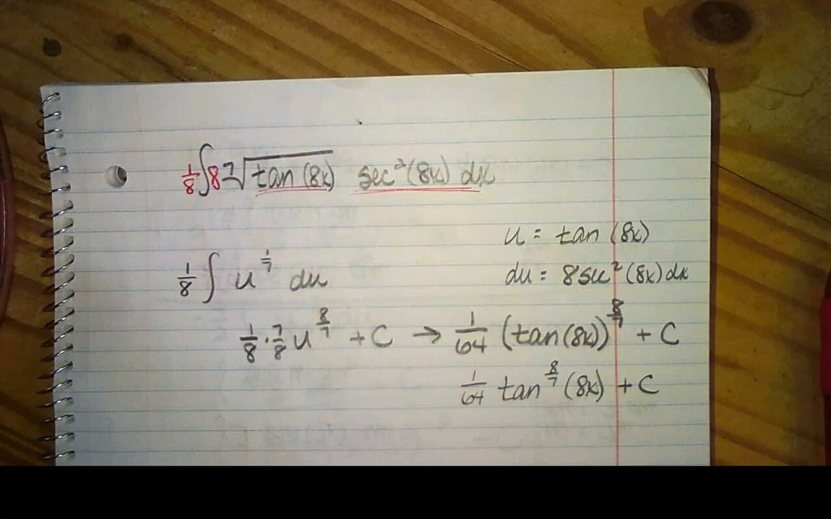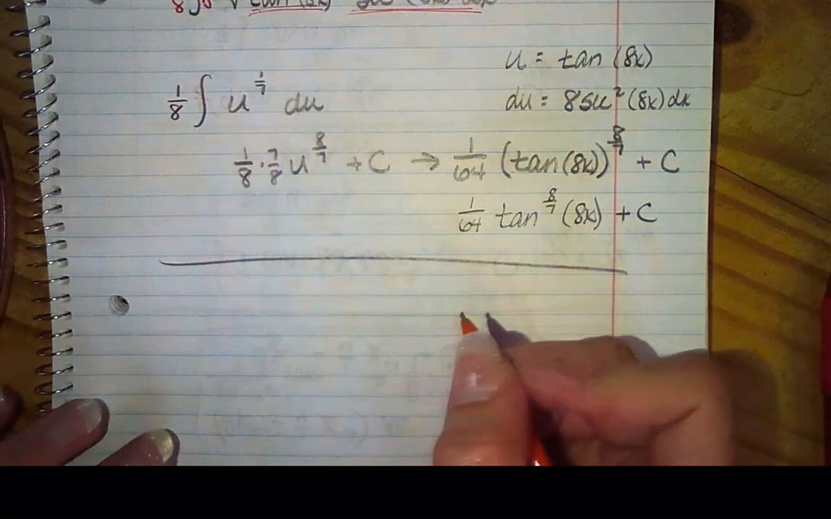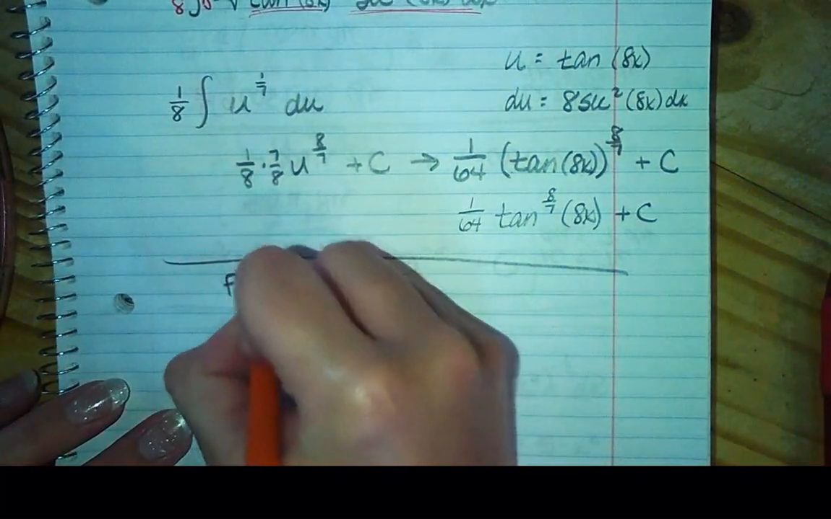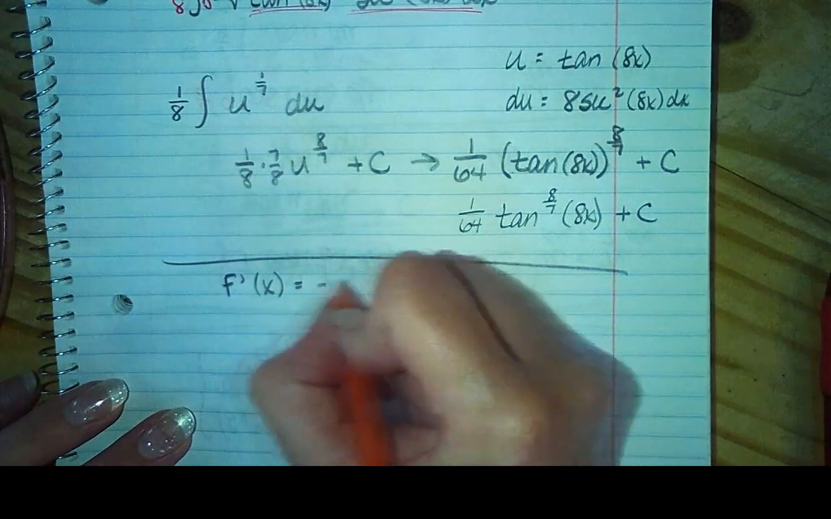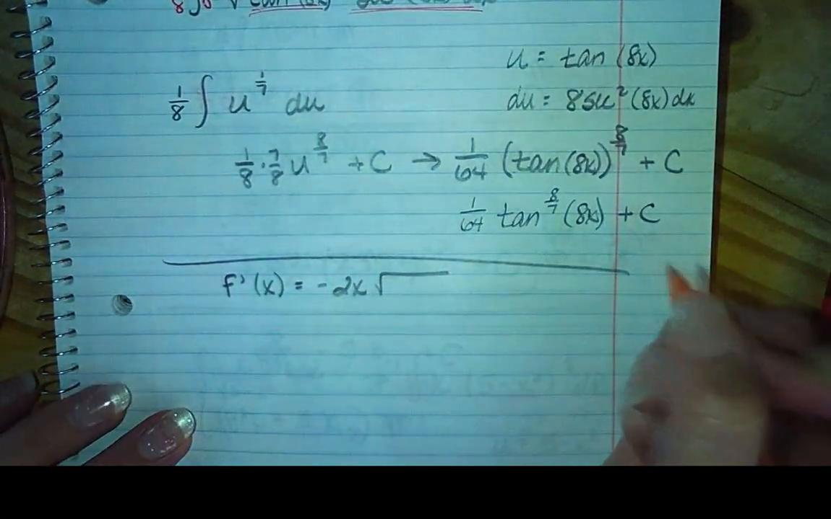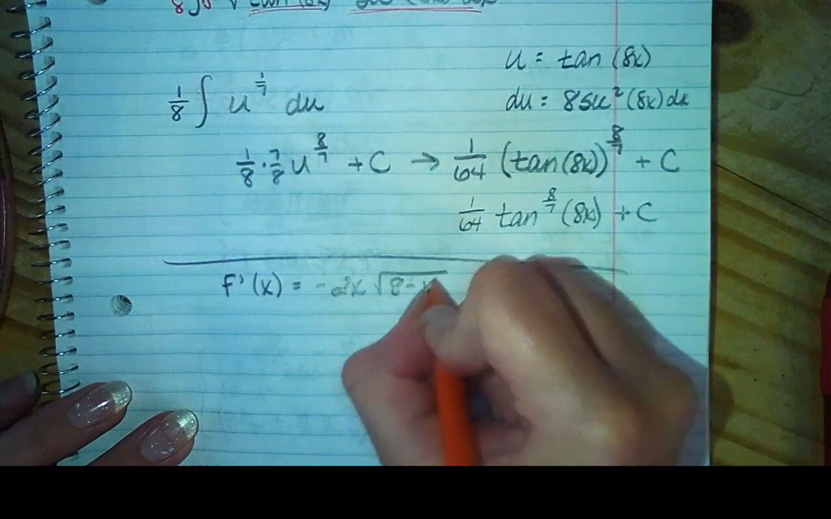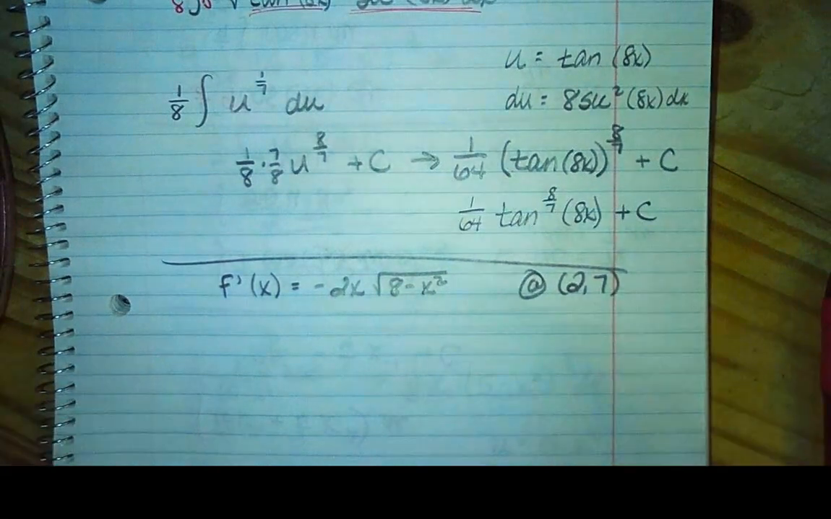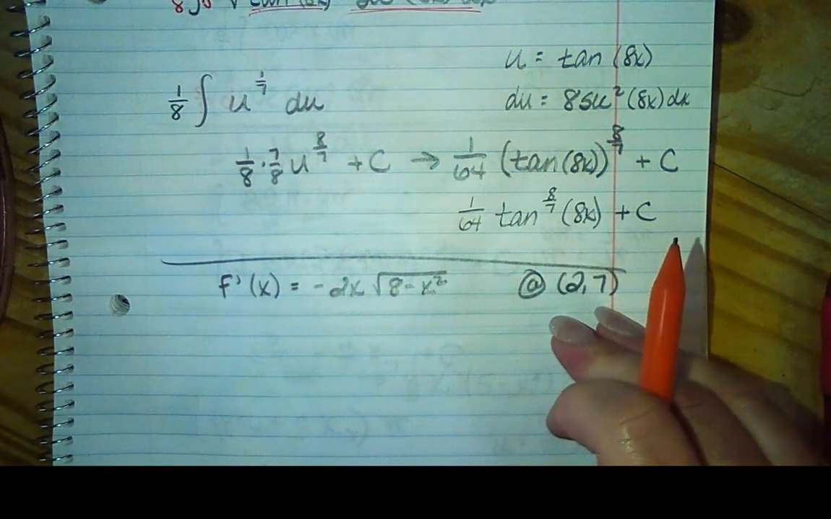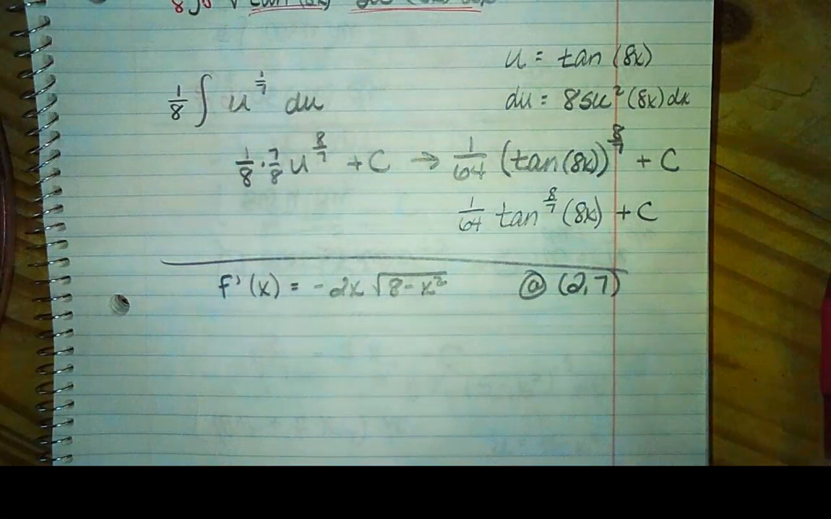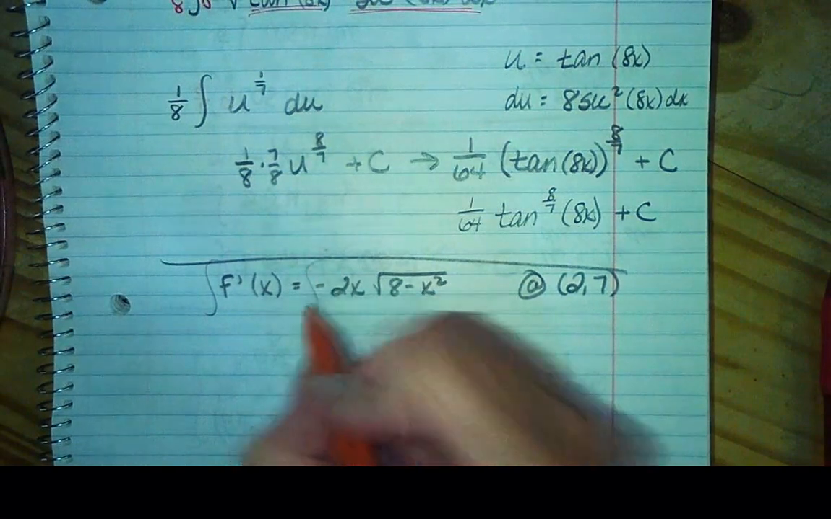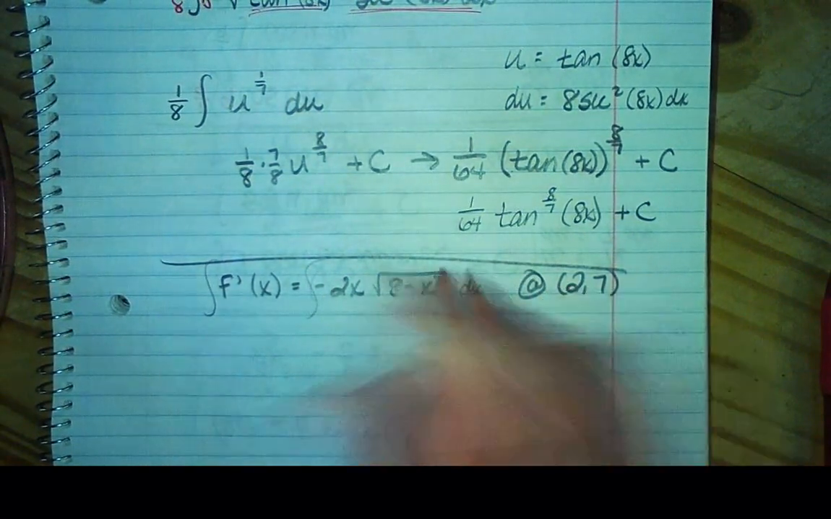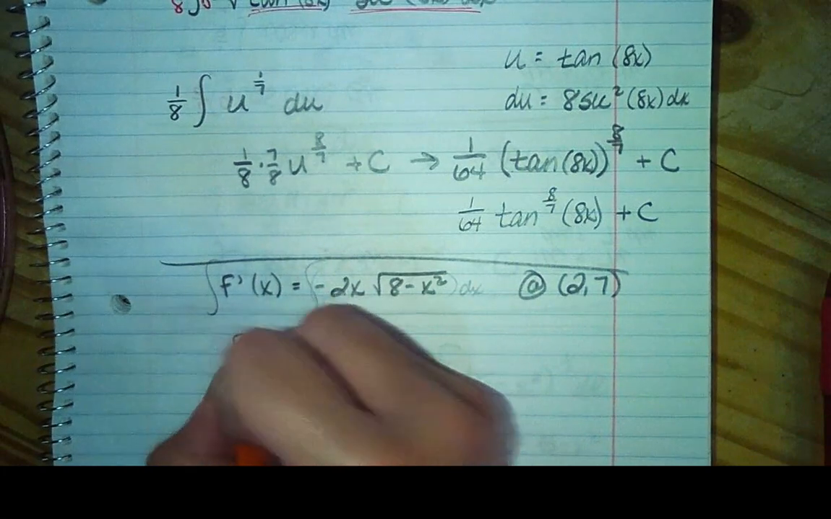So I have an initial condition. Okay, so my problem is I have f prime of x equals negative 2x times the square root of 8 minus x squared, and I know it travels through the point 2, 7. Okay, so remember, this is my initial condition. If you're given an initial condition, it means that you're going to resolve your plus c. So I'm going to integrate both sides. And so the integral of a derivative is the original function.